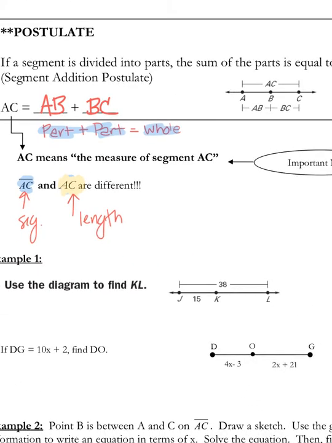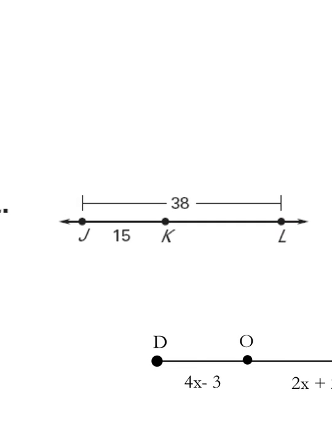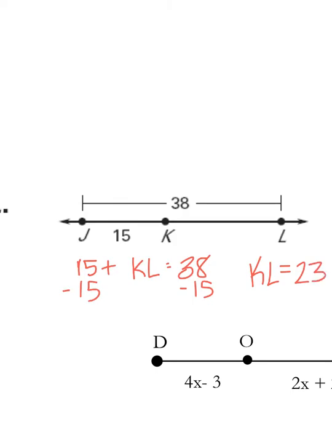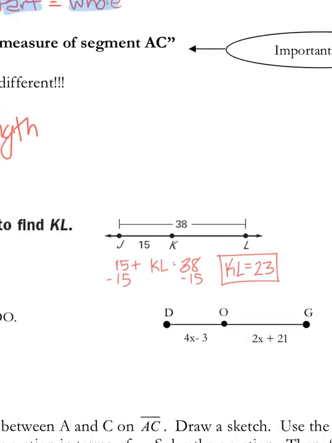So use the diagram to find KL. They're asking to find KL, the measure of that length of the segment. Well, let's do part plus part equals the whole. Pretty much all of you probably already have done 38 minus 15 in your head, and that's fine. Just for the sake of part plus part equals the whole, I'm going to do 15 plus KL equals 38. Part plus part equals the whole. So then I minus 15, and I get KL to be 23. And that is my answer.